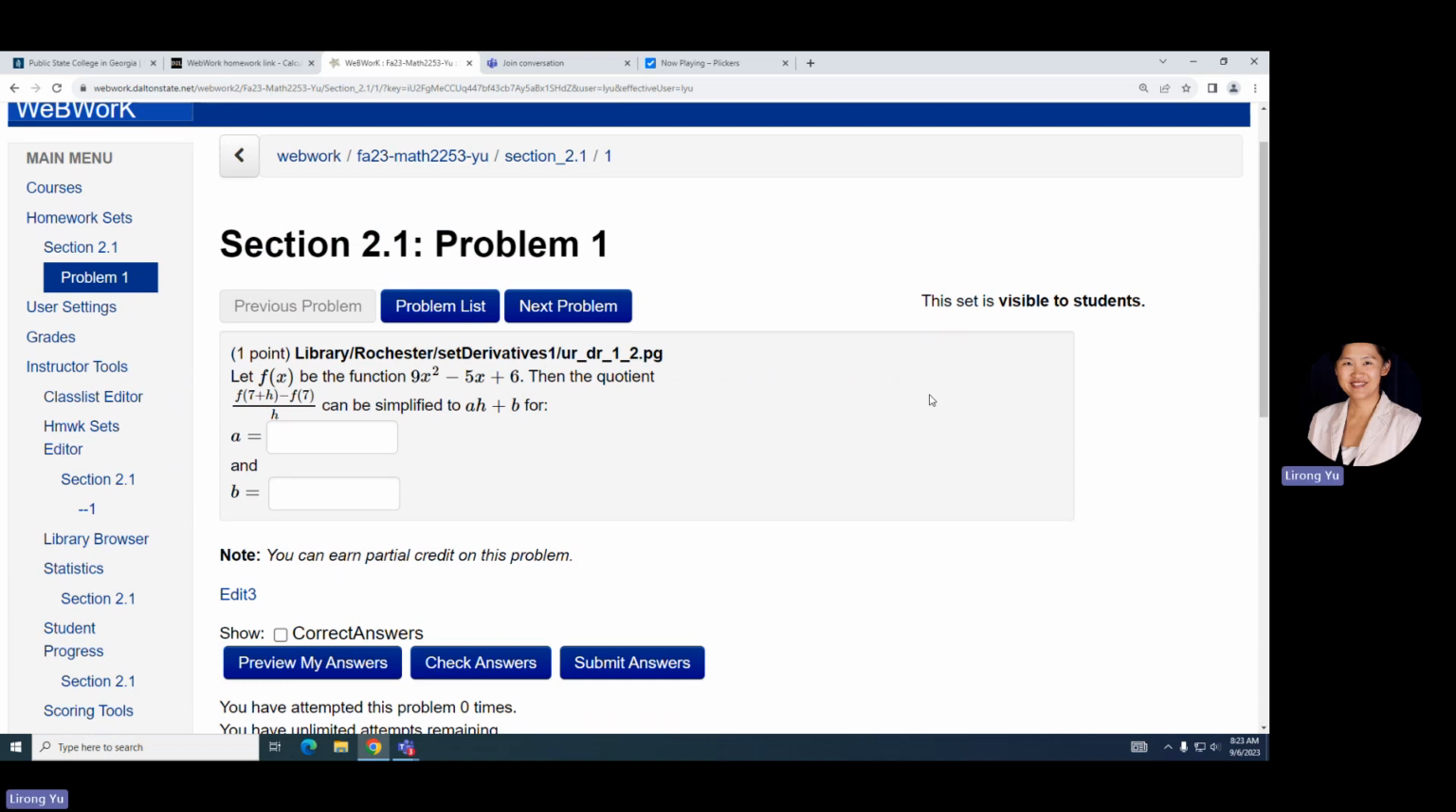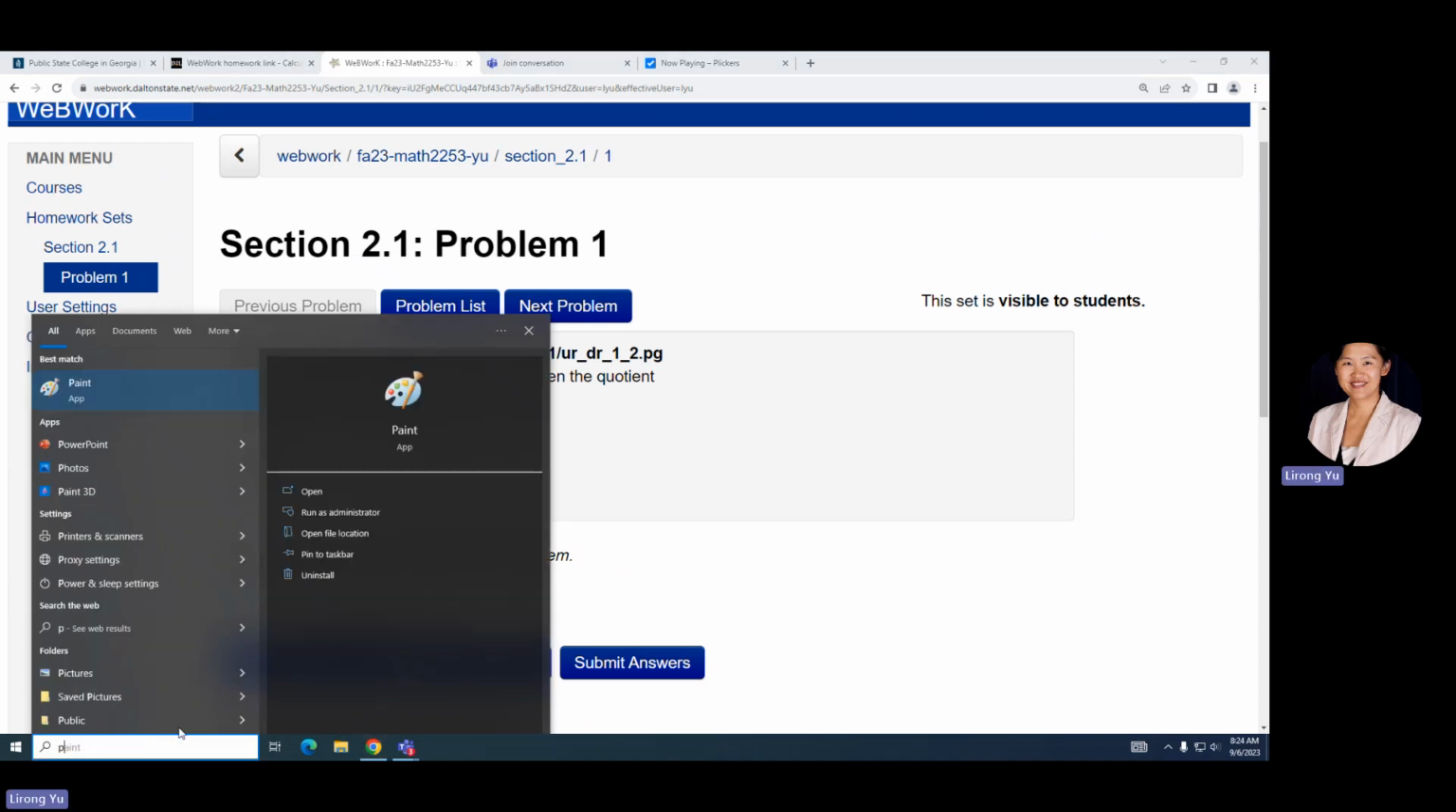This question is because the function can be simplified. So this is not a limit calculation. This is just a step in the limit calculation. We just try to simplify this, so it's a simplification question. We focus on f of 7 plus h minus f of 7 over h.